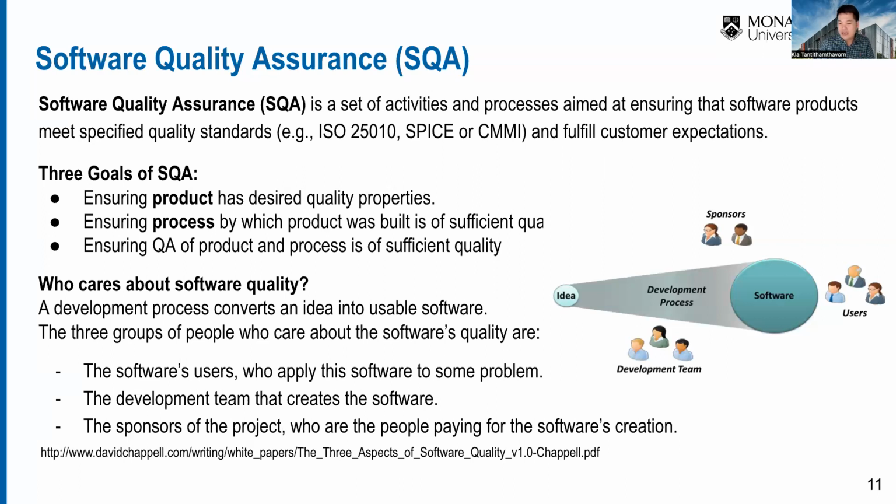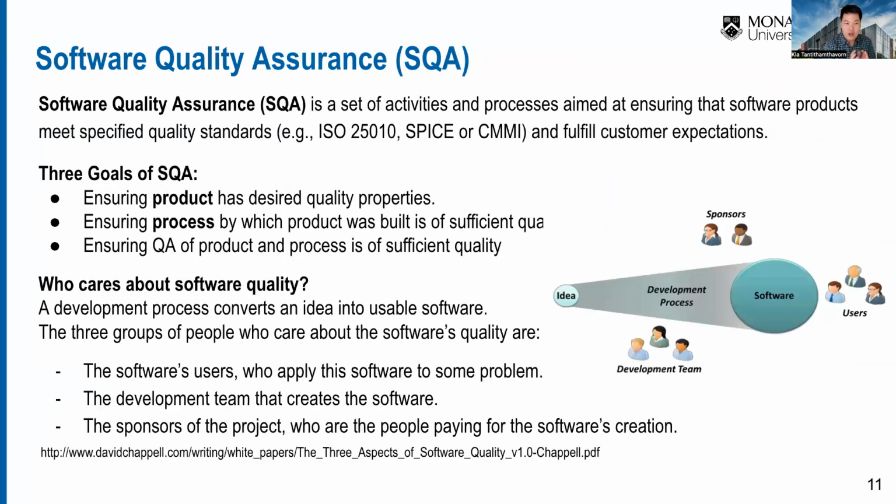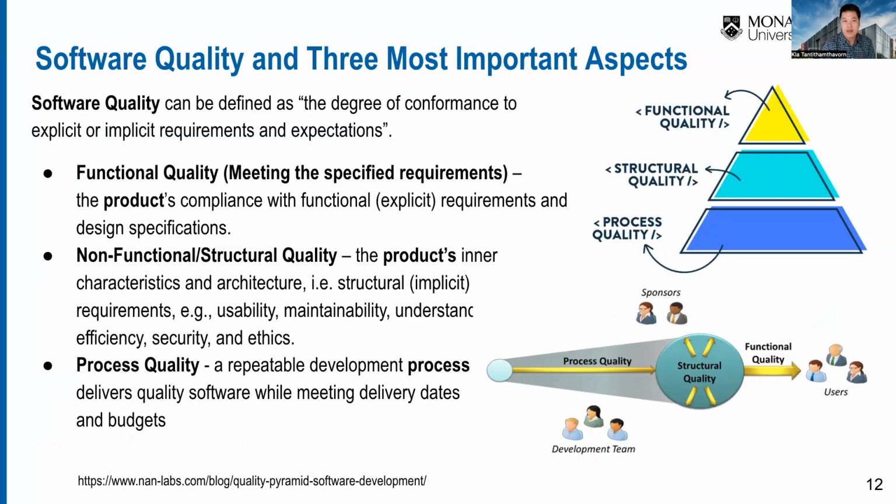So if there is anything wrong, they are responsible for that cost as well, okay? And it costs a lot, not only in money, but also in the reputation of the organization. When we talk about software quality, there are three important aspects. When we talk about the goal of SQA, we look at both the product and the process, right? But in terms of the product, we need to look at both aspects, okay?